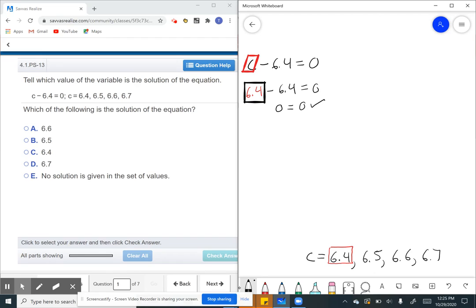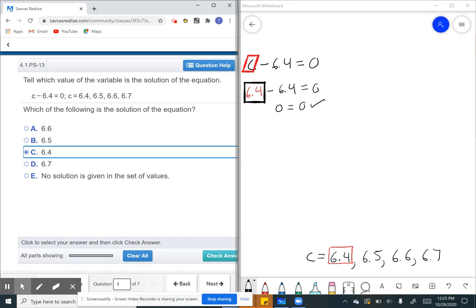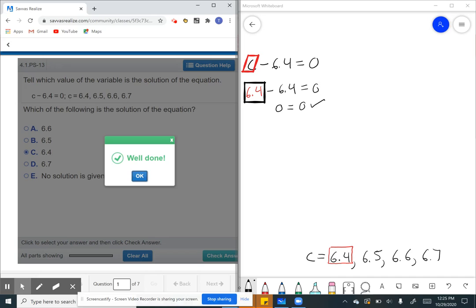You could use this section of the equation, so c equals 6.4, 6.5, etc. Or you could use the numbers that are next to the letters. So a is 6.6. So we could have started with that value and then checked each one until we got to the correct one. So now if I select and say, yep, 6.4 is the correct one, I don't have to check any of the other ones because I already found the correct answer. And then I hit check answer, and then it tells me that I got it correct.